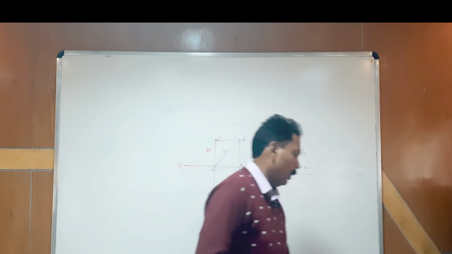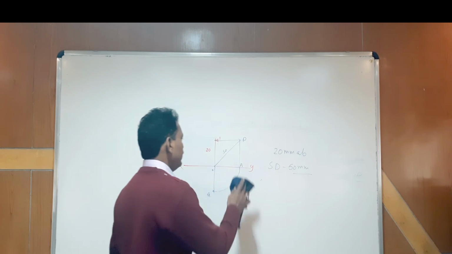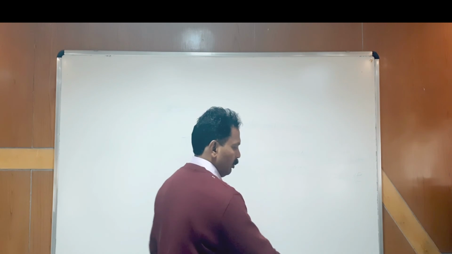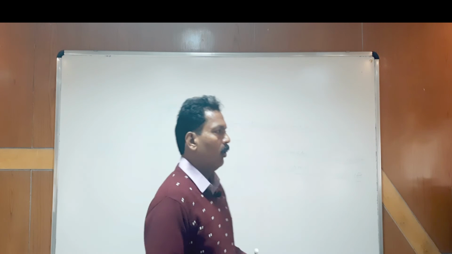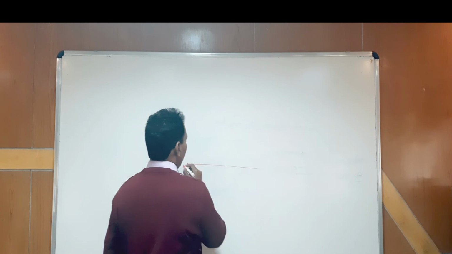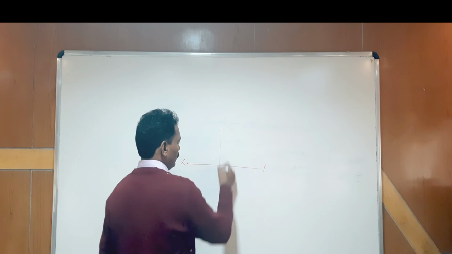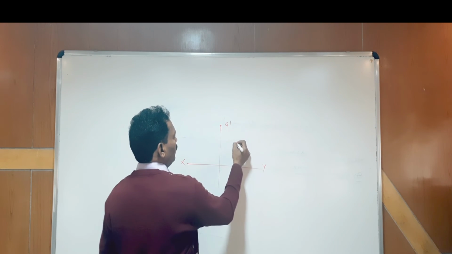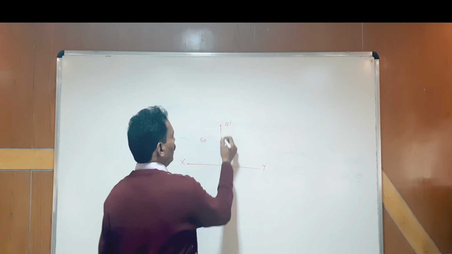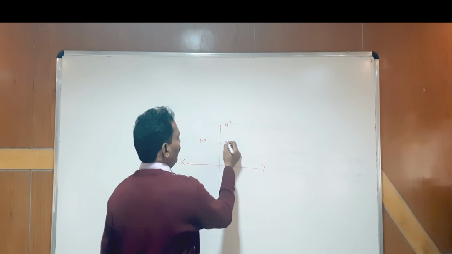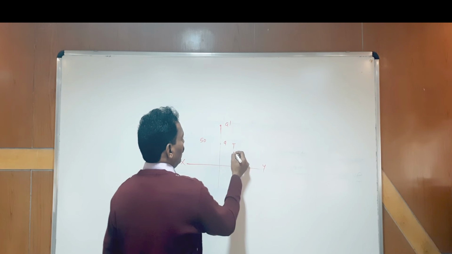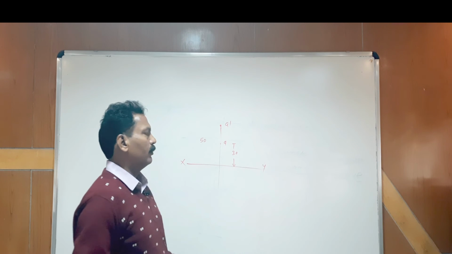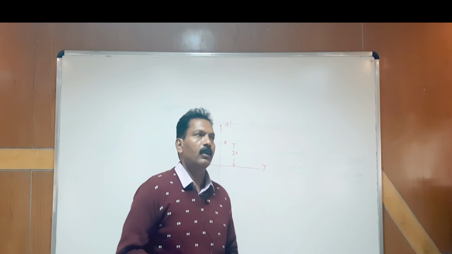In any quadrant you have to do the same thing. Suppose another problem: the projection of a point is given and it is in the second quadrant. The front view is somewhere here, suppose A dash, it is 50 mm. Suppose A is somewhere here, it is 30 mm. And you are to find the shortest distance.